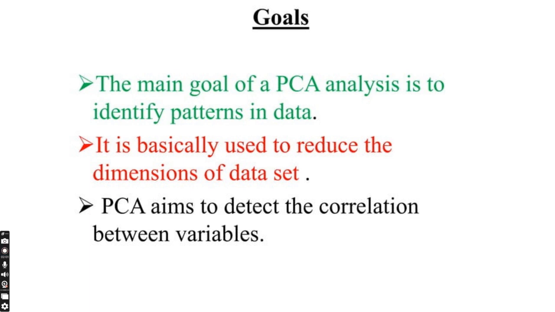What are the goals of PCA? The main goal of PCA is to analyze the important patterns in the data. Before understanding the object focus and object network, we must understand the PCA. The main goal of the PCA is to identify the patterns and extract the features from the data. And also it is dimensional reduction. It is basically used to reduce the dimension of the data set.